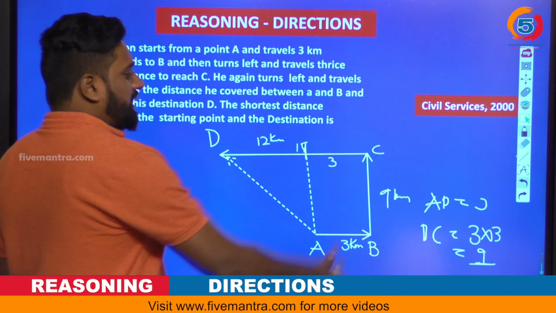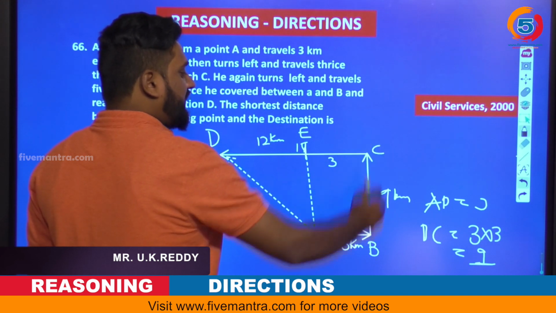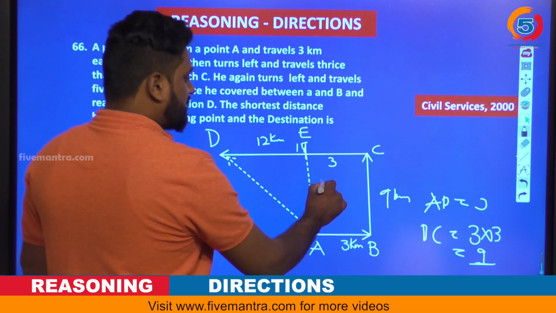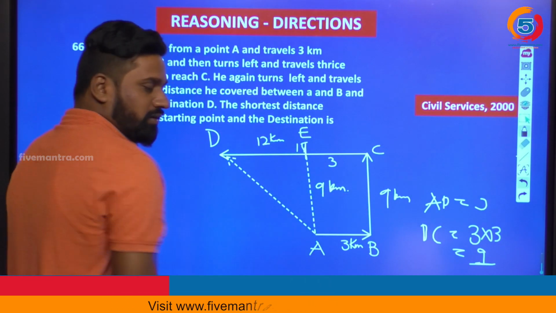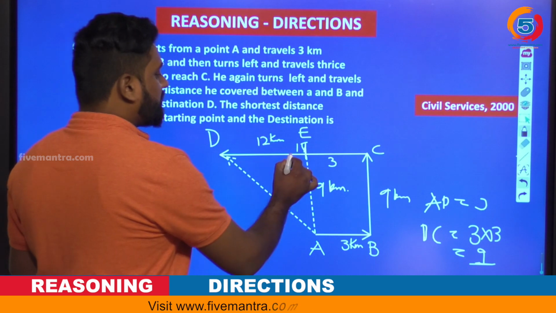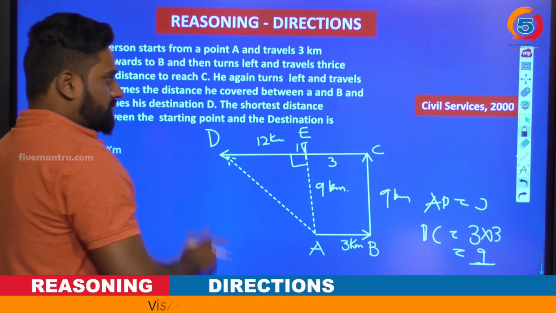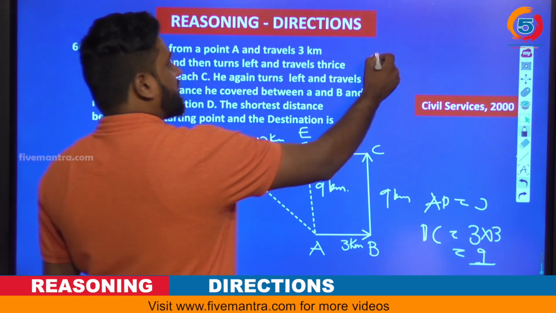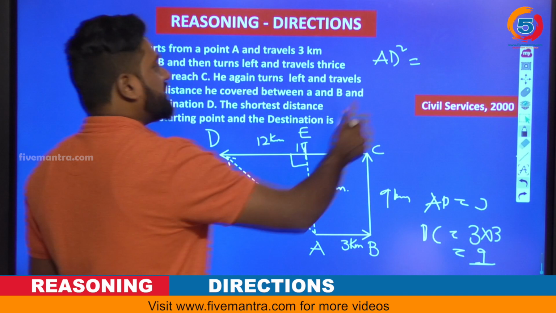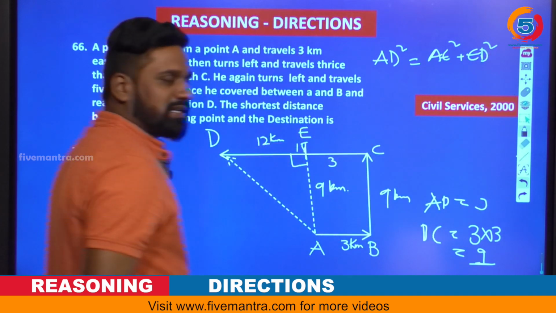And next, BC. Suppose you take this point as E. BC is 9 kilometers, and in the same way AE is also 9 kilometers, the same distance. Now in this triangle ADE you get a right angle triangle. Same Pythagoras theorem: in a right angle triangle, AD square is equal to AE square plus ED square. So you can apply the Pythagoras theorem.